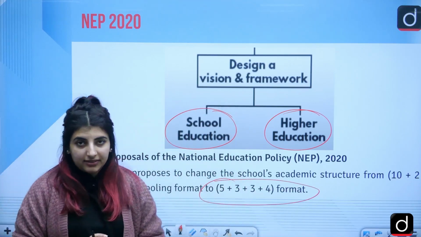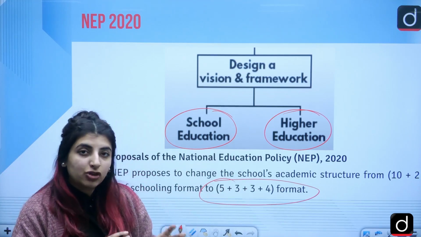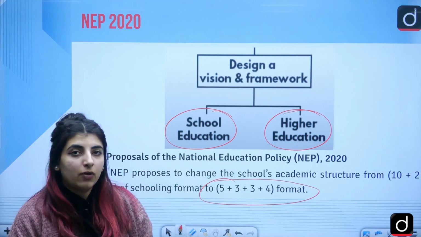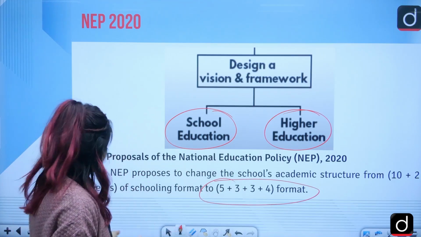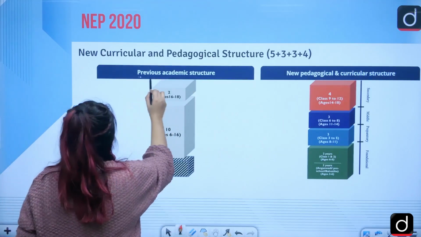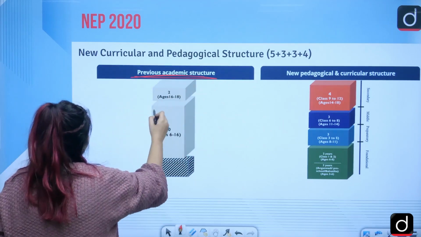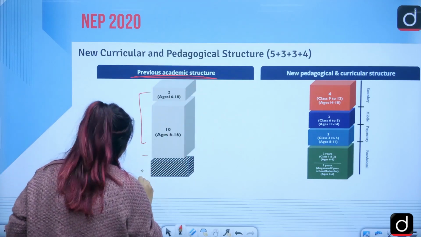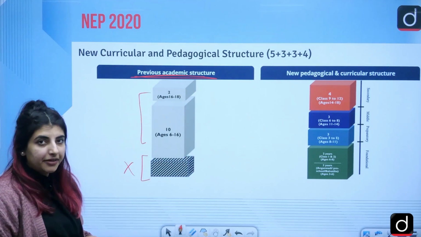Question has been asked from this very thing. From 10 plus 2, what has been the structure now? It is 5, 3, 3, 4. Correct? How is that? Let's just see. First of all, the previous academic structure was this, 10 plus 2. The foundational stage was not even counted, right?